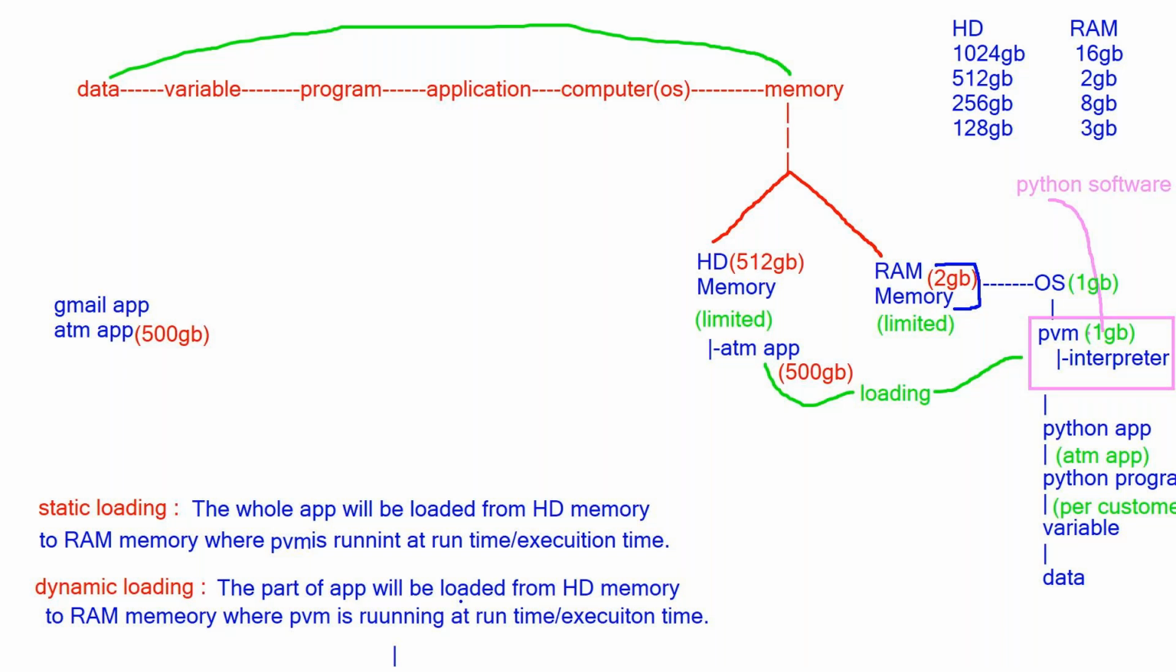The Python virtual machine has to allocate memory for that loaded data. As part of a Python app, the per-customer data is nothing but a Python program that contains variables. Variables contain data, so for this data, memory allocation is needed. This memory allocation is called an object or instance.